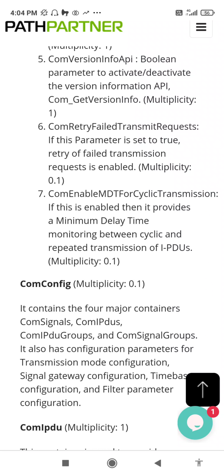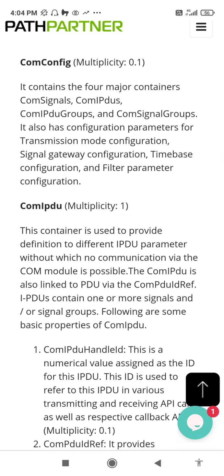Multiplicity 0..1. COM_config, multiplicity 0..1. It contains the 3 major containers: COM signals, IPDU groups, and COM signal groups. It also has configuration parameters for transmission mode configuration, signal gateway configuration, time-based configuration, and filter parameter configuration. IPDU, multiplicity 1. This container is used to provide definition to different IPDU parameters without which no communication via the COM module is possible. The IPDU is also linked to a PDU via the PDU.